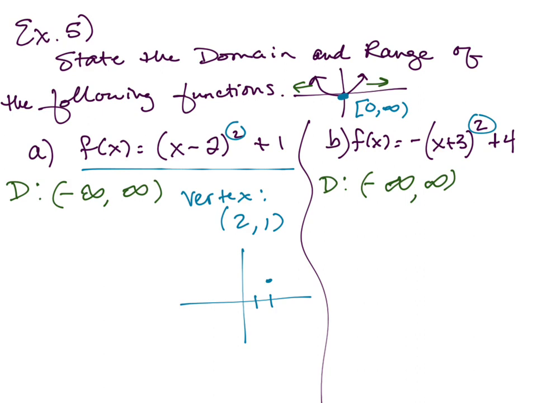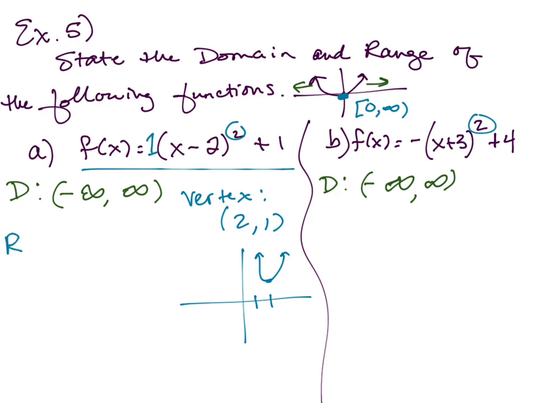I need to know if it's positive or negative. I need to know my A value. And in this case, the A value seems to be 1. There's no number there. It's positive 1, which means this parabola opens up. So you've got a vertex and you've got the direction that it opens. Those two things determine the range.